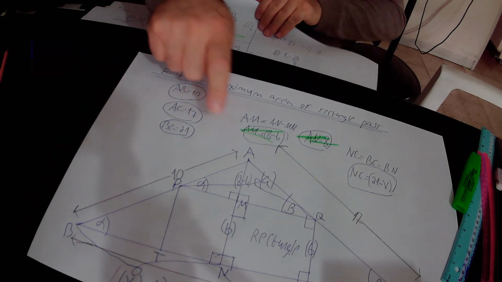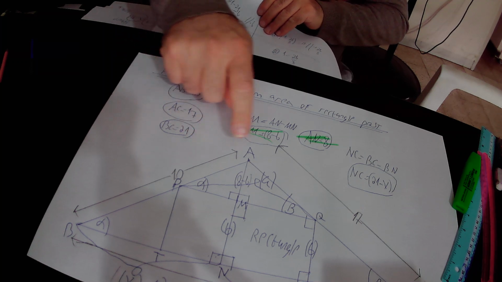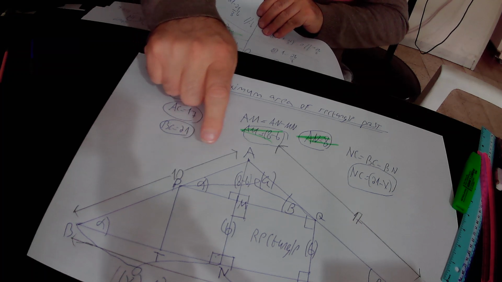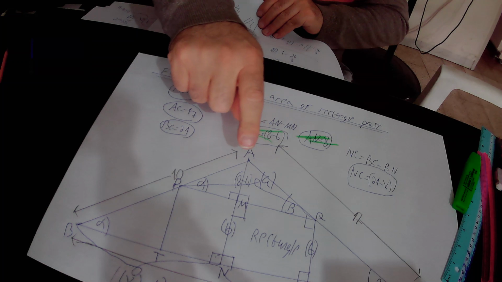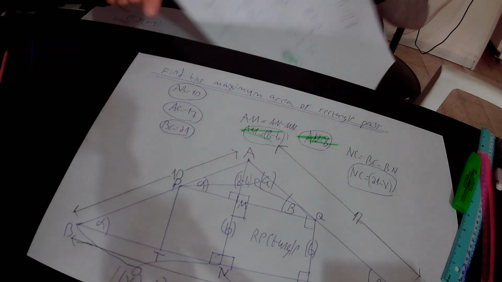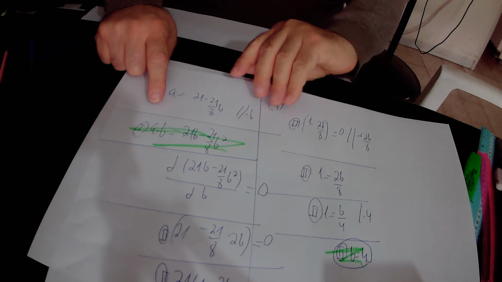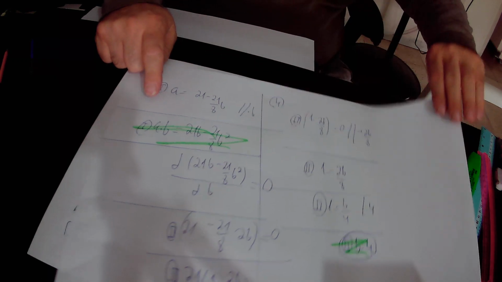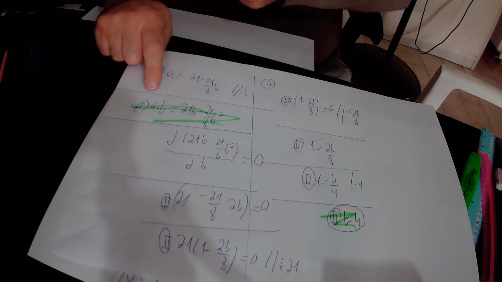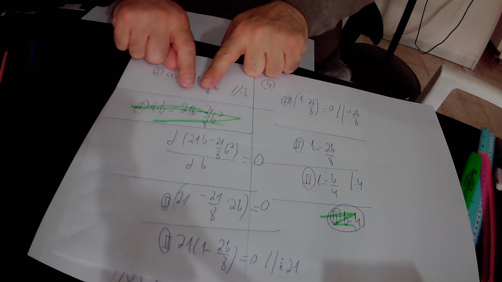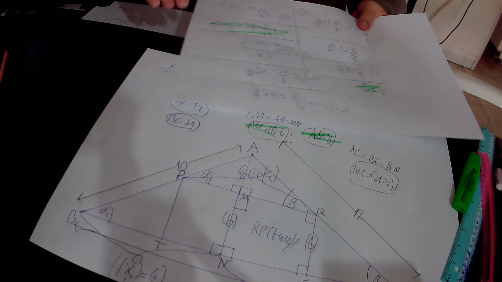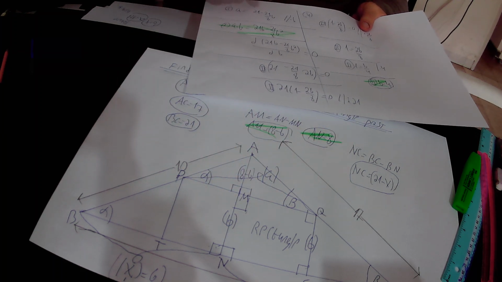A is the length of rectangle PQTS and B is the width. So the length times the width is the area of this rectangle PQST. So on this side of the equation we have A times B, the area of this rectangle PQST. The area of the rectangle PQST, the area that we are looking for, equals 21B minus 21 over 8 B squared. And our mission is to find the maximum area of this rectangle PQST.